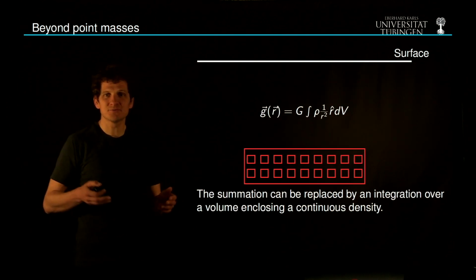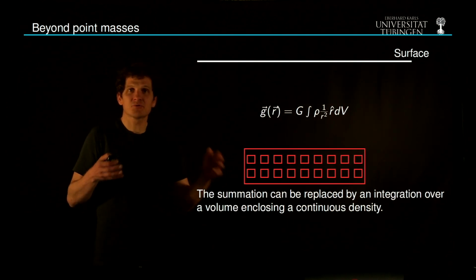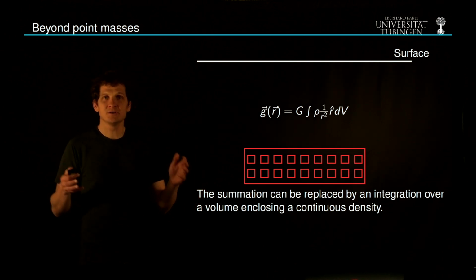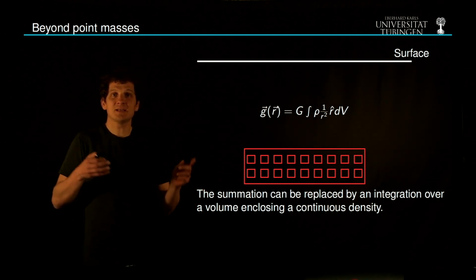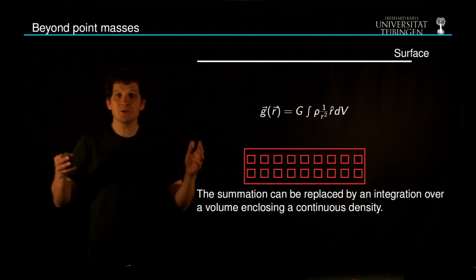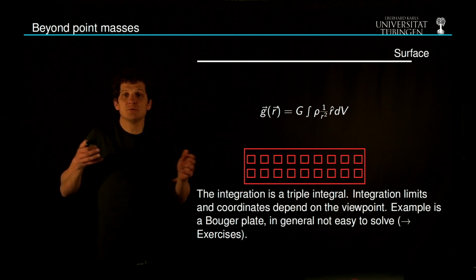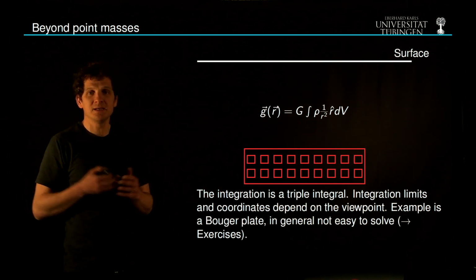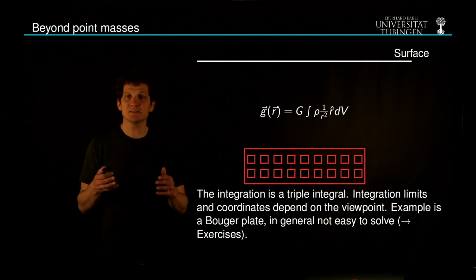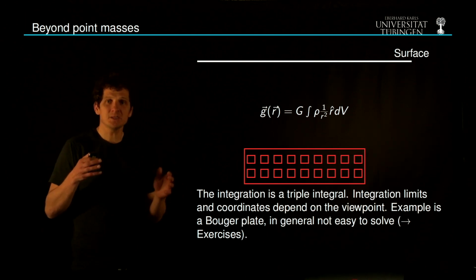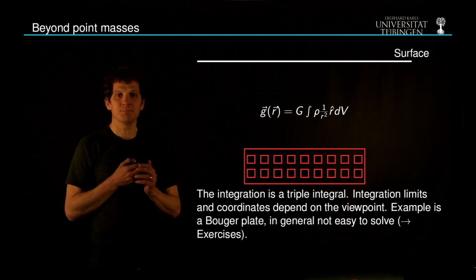Occasionally, it is useful to replace this discrete summation with a more continuous integration, and this then may involve a, let's say, spatially variable density. And there's no solution to this kind of triple integral in the most general sense. However, for a number of symmetrical cases, this integral can be solved.